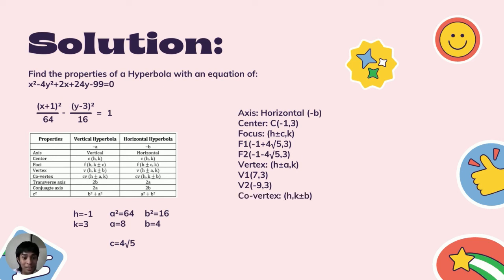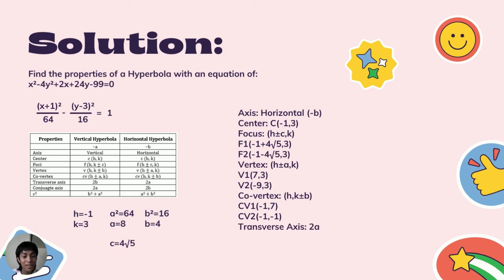For the co-vertices, we'll have to use the values of h, k, and b. This is co-vertex 1: negative 1, 3 plus 4. Solving that, negative 1, 7. For the second co-vertex, we will subtract b from k. So negative 1, 3 minus 4 will become negative 1, negative 1. So these are the two co-vertices.